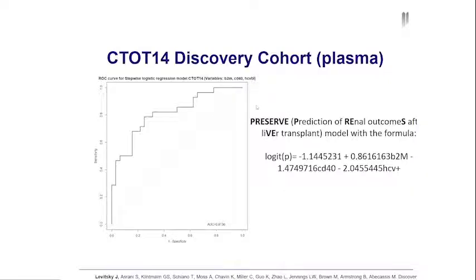And we developed a model called PRESERVE, which is prediction of renal outcomes after liver transplant. It has a certain formula here. You can get these 2 protein levels and put in the clinical hep C or no hep C. And we were able to show in CTOT14 that it had a good prediction of detecting renal preservation versus renal deterioration. So if these proteins were elevated, there was a much higher risk of developing renal deterioration.